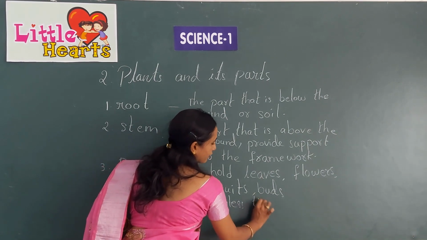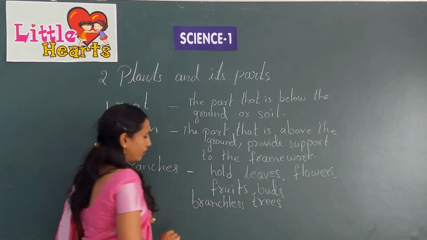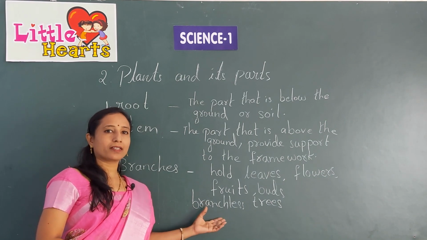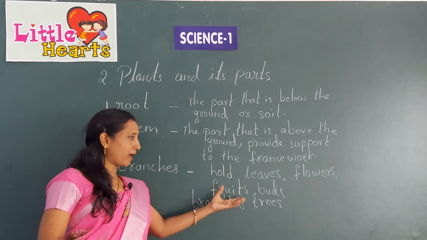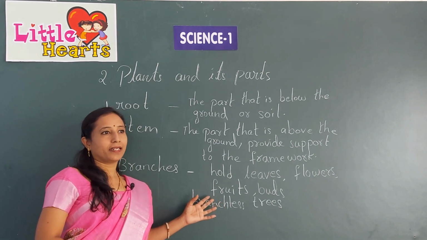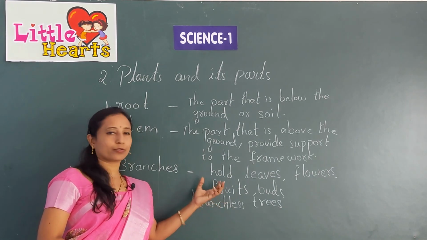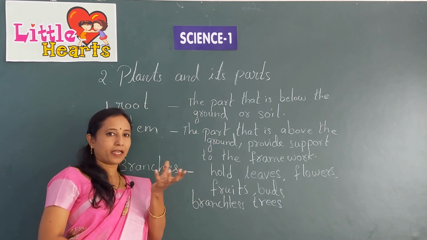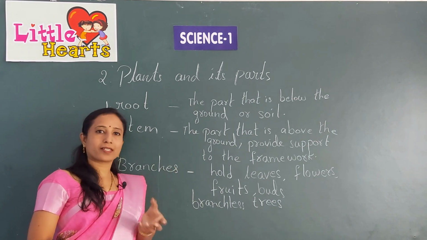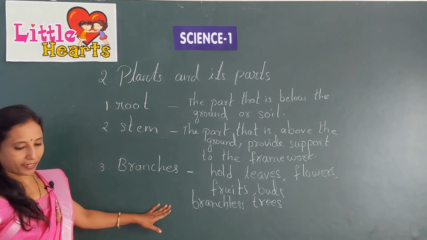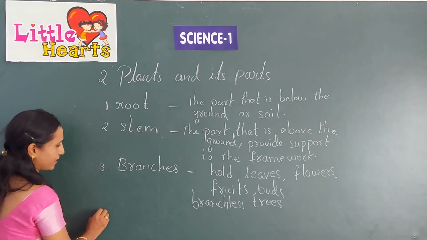Branchless trees. So in the case of branchless trees, who will hold these fruits, flowers and all these things? Branchless trees grow directly on the stem itself. For example, if you take a papaya, the papaya fruit also grows on the stem itself, isn't it? Yes. Now next we will go to the next point, that is leaves.